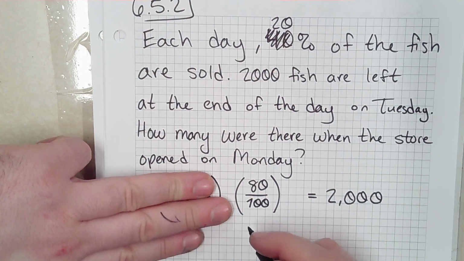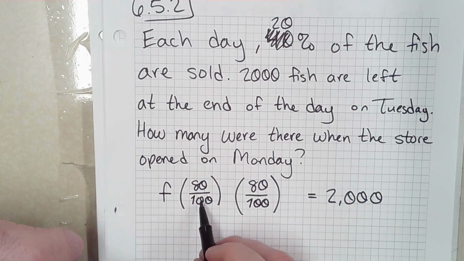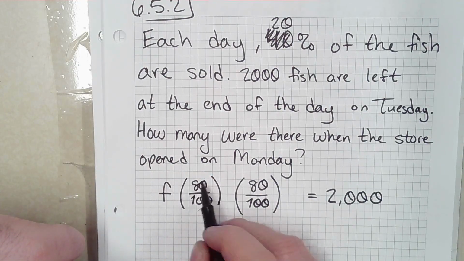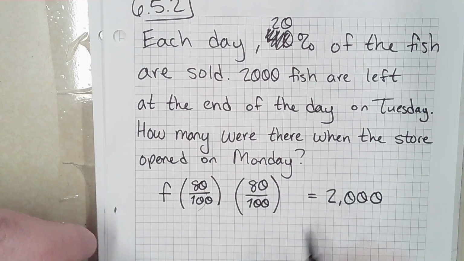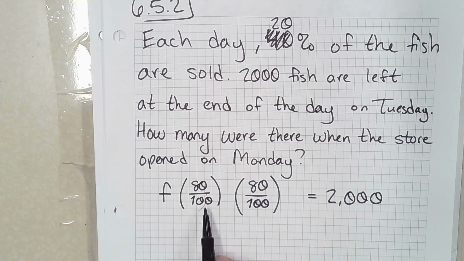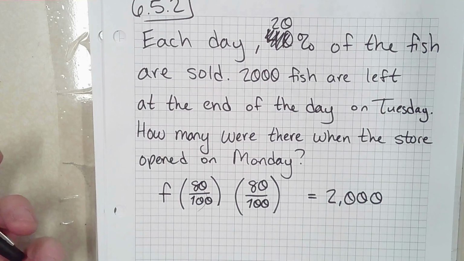So basically what we're saying is, I'll have 80% of our fish left over on Monday, and then 80% of that will be what's left over on Tuesday. So we're basically just taking 80% of it twice. We're reducing it by 20% twice. So what was the original amount? Well, that's going to be F. Let's solve for it.